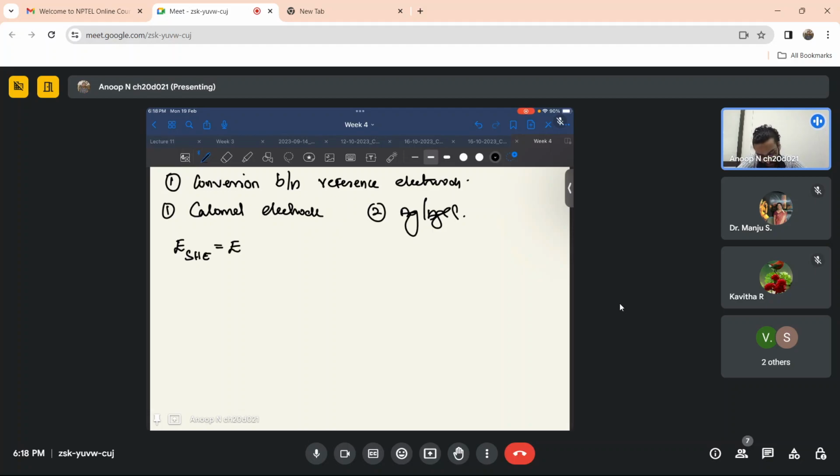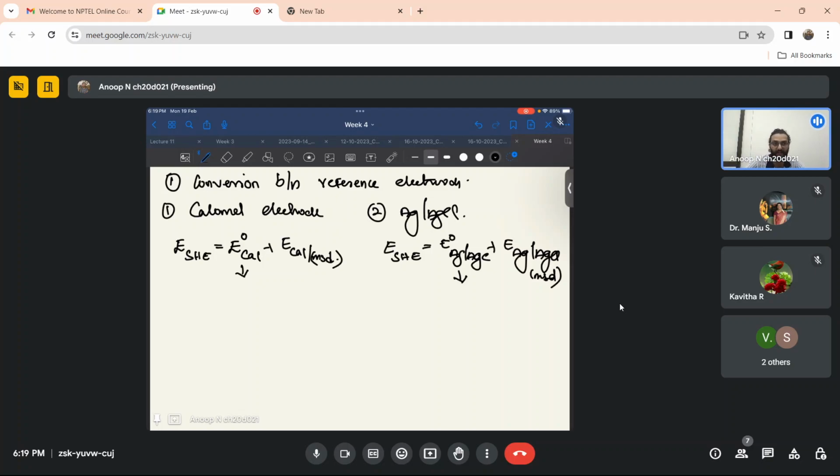E_SHE is equal to E0 calomel plus E calomel measured. I'm writing measured for the measured value. Similarly, for Ag/AgCl we can write a similar equation: E_SHE is equal to E0 Ag/AgCl plus E Ag/AgCl, this is also measured. So you can see there are two things, E0 Ag/AgCl and E0 calomel. So what are these values?